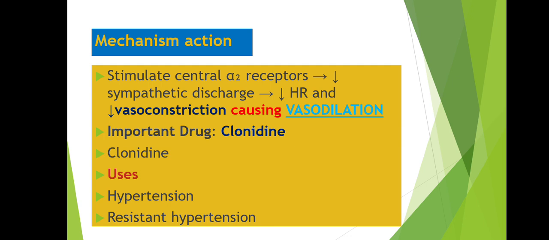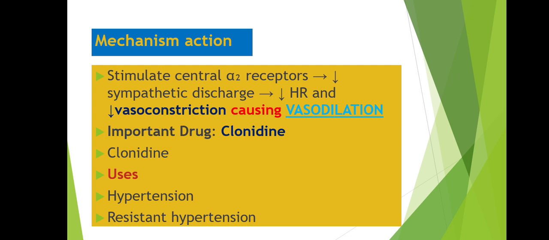So the whole mechanism of action of the central acting alpha 2 receptors is to cause vasodilatation. An important drug that acts on that receptor is clonidine. Okay, this is a central acting sympatholytic. It is used in hypertension as well as resistant hypertension. There is what we call resistant hypertension, whereby a person is not getting well. This is the mechanism of action.